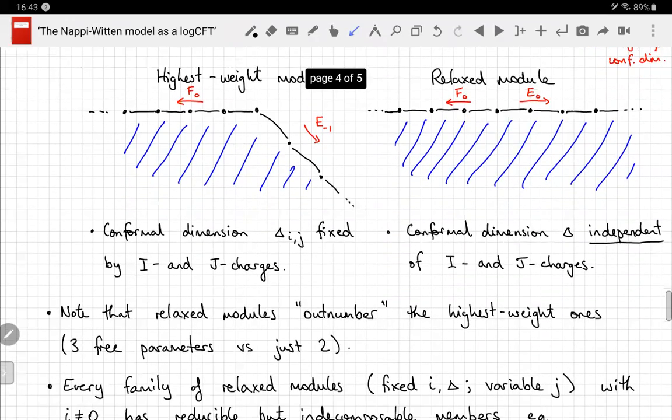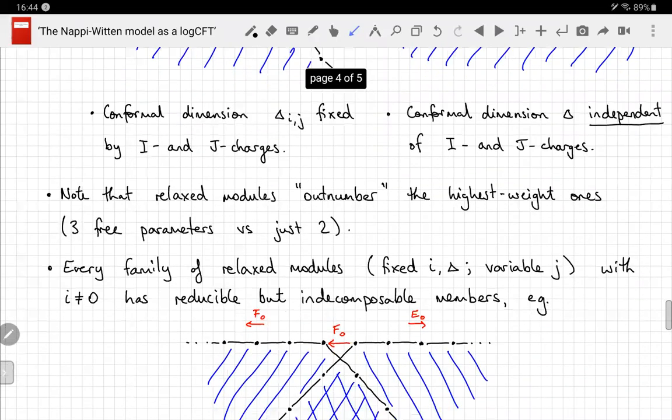All right, so as I've said here, the I and J charges fix the conformal dimension, and here the conformal dimension in the relaxed case is an independent quantity. So we have a 3-parameter family instead of a 2-parameter family. And so the relaxed guys outnumber the highest weight guys by an uncountable infinity to 1. So that's pretty cool.